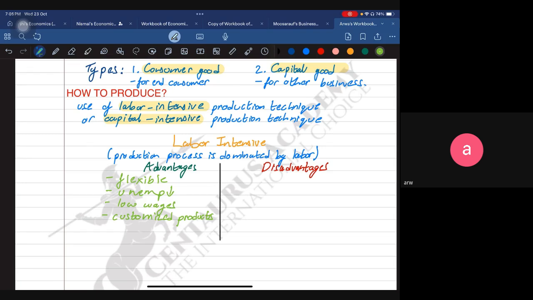But a manual worker can do that. The best example could be customized cakes. If you talk about the general cakes that are being produced, there's no customization required by the customer there.